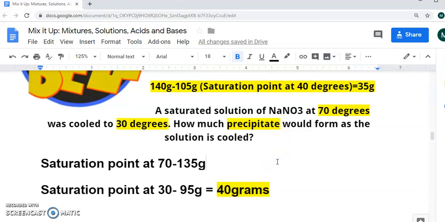Take some time to look back over how I've walked you through this. If you have any questions, please let me know. But hopefully this will help you better understand how to read a solubility curve.